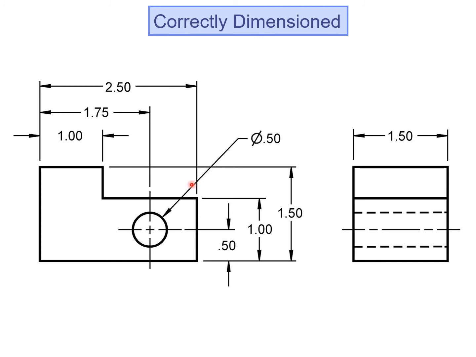In this case, we couldn't avoid crossing the leader. One thing you can do, and we'll learn this in AutoCAD, is create a break. You can create a break to avoid crossing a leader, or you can just leave it the way it is.